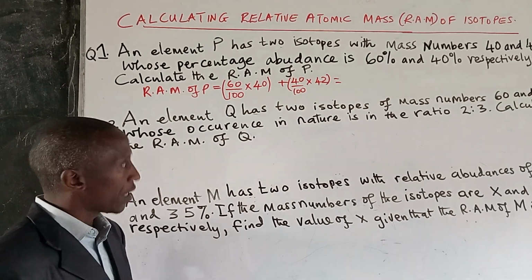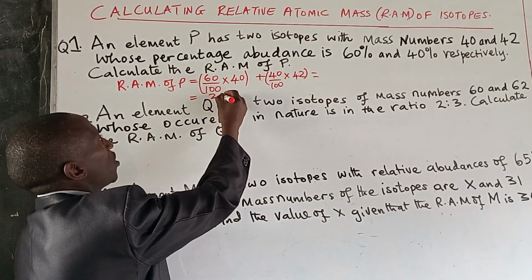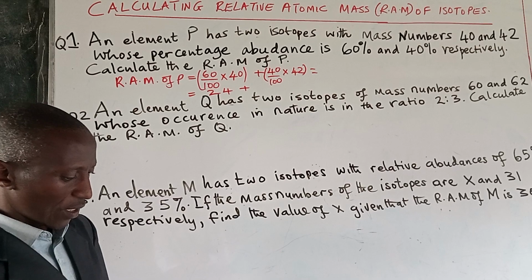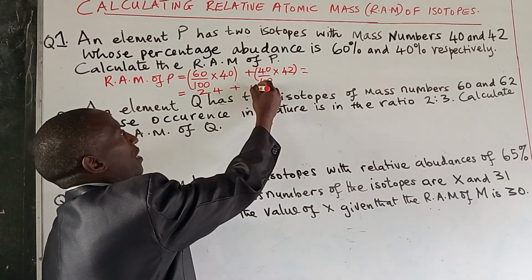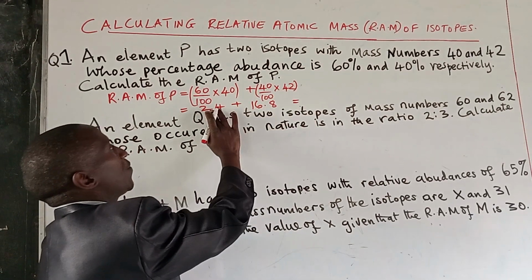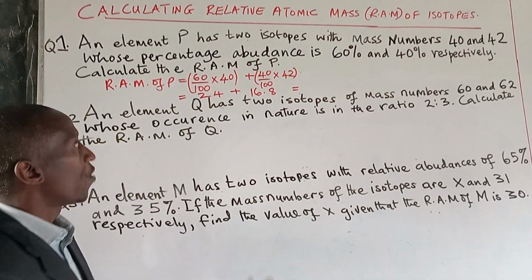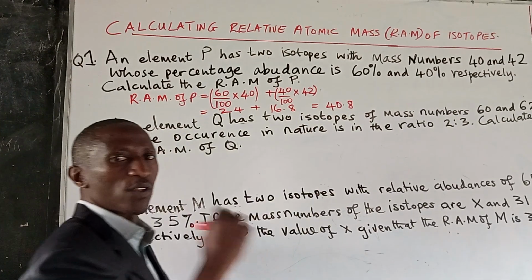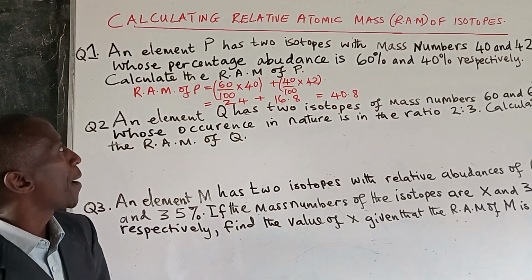60% of 40 gives us 24, plus 40% of 42 gives us 16.8. And when we add the two, 24 added to 16.8, we get 40.8. So that is the RAM of the element P.